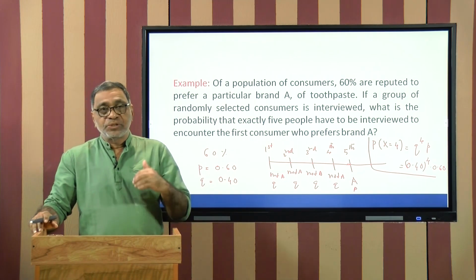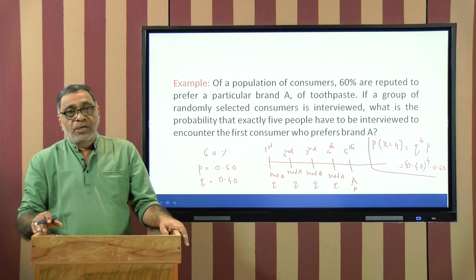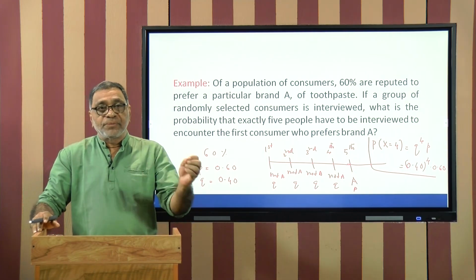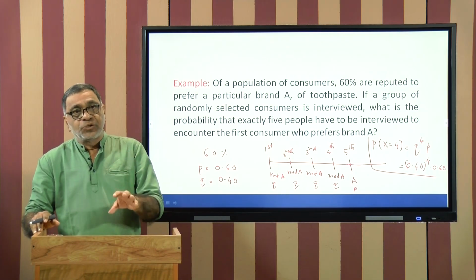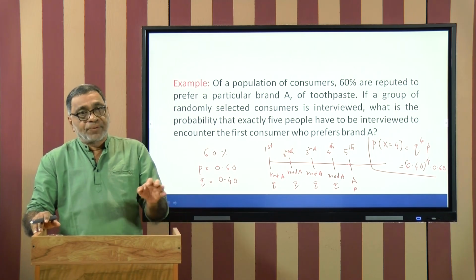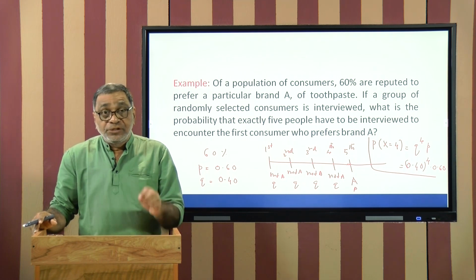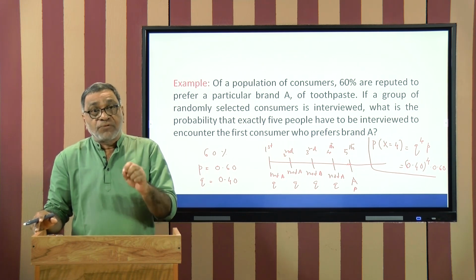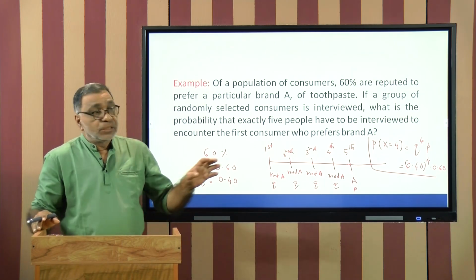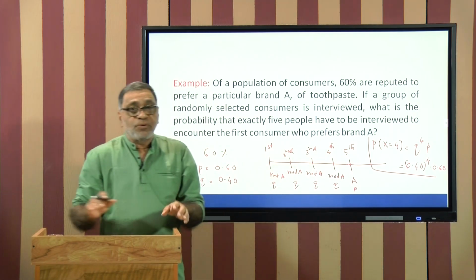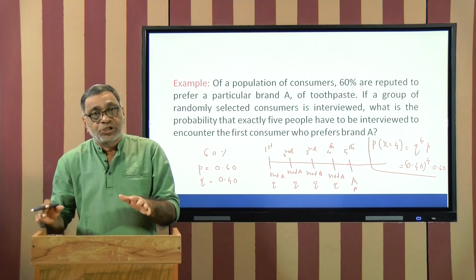That is, suppose in a consumer market survey, persons are interviewed and asked whether they prefer brand A or not, and 60% consumers of that population prefer brand A. By previous experience we know that. So, in an interview we encounter the first consumer who prefers brand A with probability 0.40 power 4 into 0.60. So, this is a geometric distribution model.